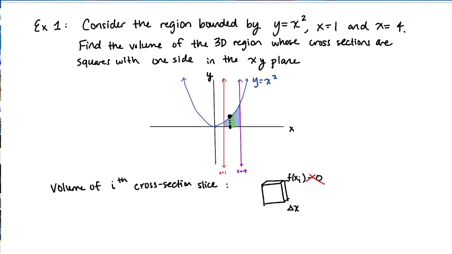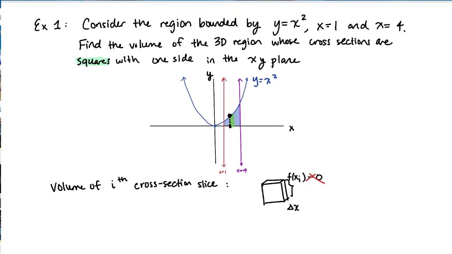And it's positive. The curve is in the first quadrant. So f of xi will be positive. And then since it's a square, okay, cross sections are squares. We know about squares. They are uniform length and width. So this side would also be f of xi.